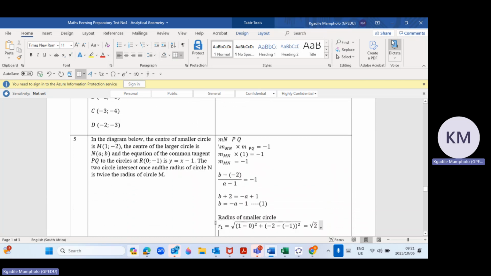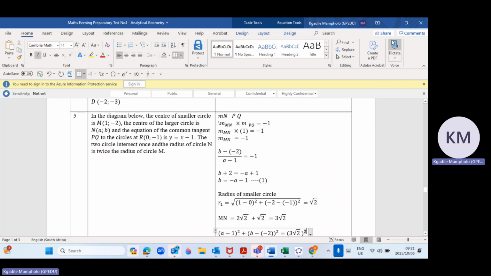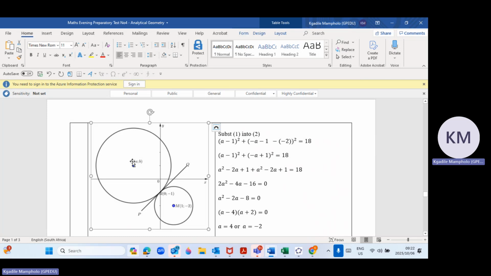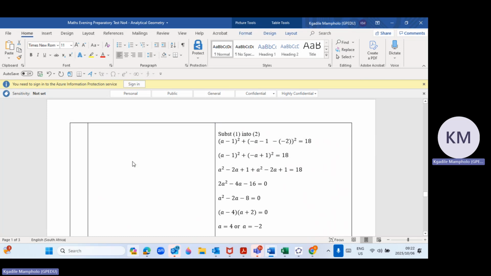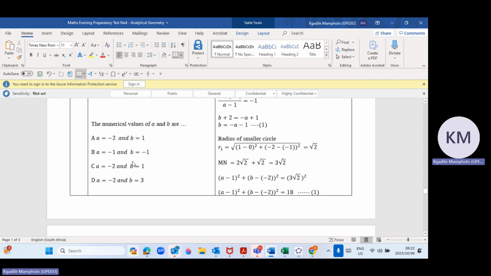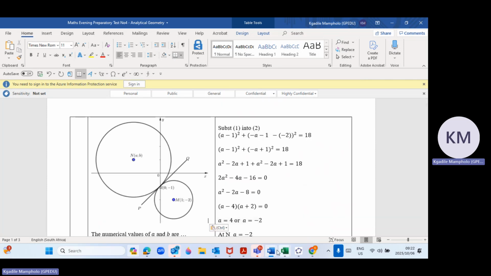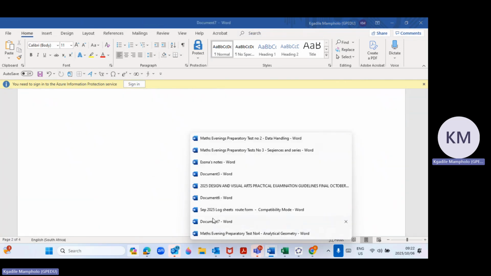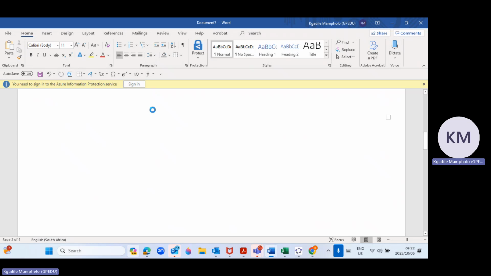Number 5, in the diagram below the circle, let me just take it to the other page and make it bigger so that we interpret what we see. And then let's quickly go to the next page. Let's put it here.